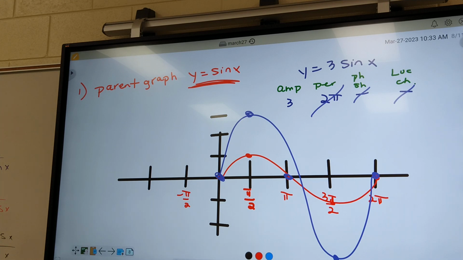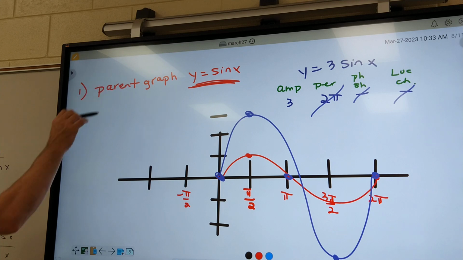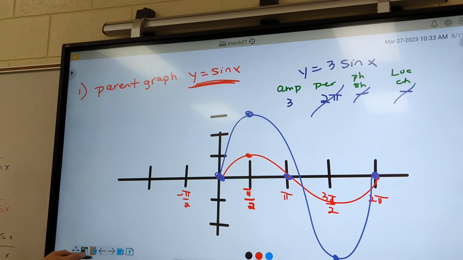So number 1, the only thing we had to change was the amplitude. Everything else stayed the same. Anybody have a question? You're going to have some questions, and that's okay. We'll do this for a long time before I give you a test on it. All right, can we go to number 2? I'll tell you what, let's go to number 3. The reason is, number 3 is sine x just like number 1 is sine x. So let's go to number 3.